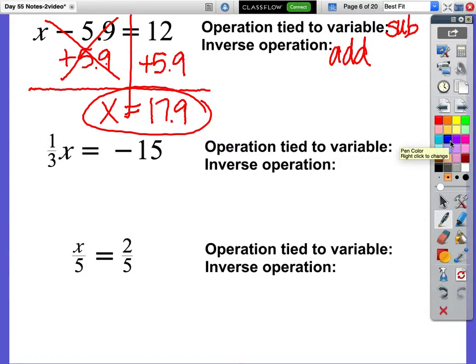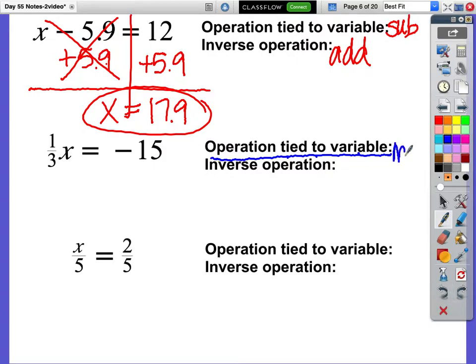The next problem we talked through was: what operation is tied to the variable? Here's our variable, and we've got a 1/3 in front of it. Now, we know that fractions mean division, but how is this fraction stuck onto that variable? And you should be saying, well, that's multiplication. Even though it's a fraction, that is the coefficient, the number in front of x, and we know that's an understood multiplication operation going on there. So let me back out and just erase this so I can keep this kind of clean.